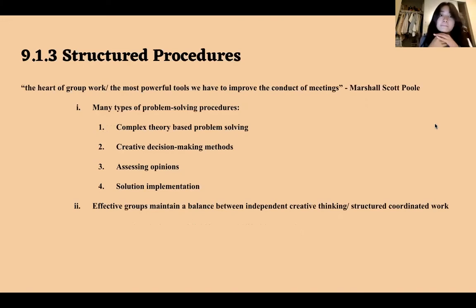So the third section is structured procedures. A very important quote by Marshall Scott Poole mentions that structured procedures are the heart of group work. It's basically the most powerful tool you have to improve the conduct of meetings. And there are a lot of types of problem solving procedures. There's complex based problem solving, creative decision making methods, assessing opinions, and solution implementation. And it's good to maintain a balance between creative thinking as well as the structured procedures.